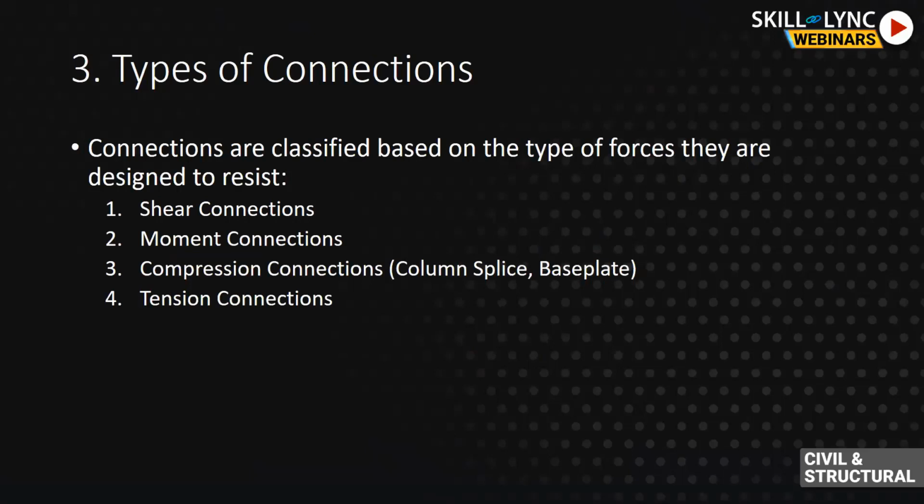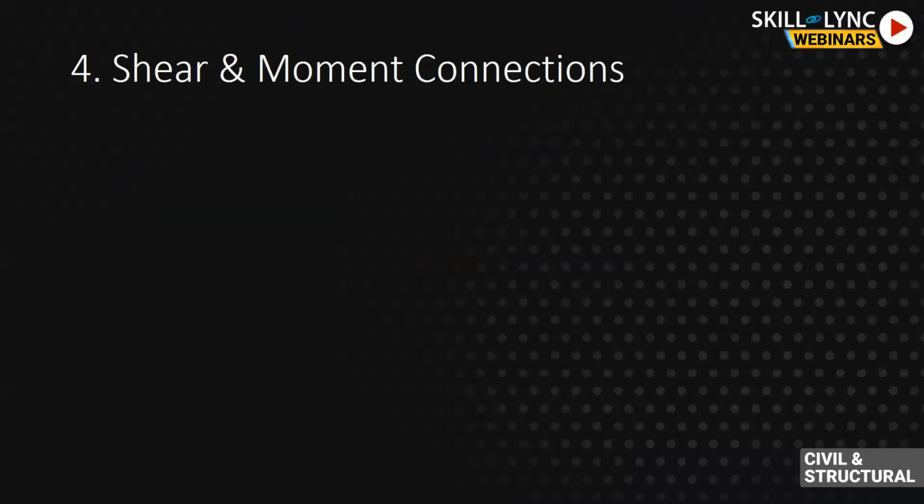Third is the compression connections. The major force resisted by them is compression. Its examples include column splices, base plates, etc. And then we have the tension connections, whose primary purpose is to resist tensions. Any sort of hangers or truss ties will fall under the aegis of tension connections. Now, let us begin with the explanation of shear and moment connections.